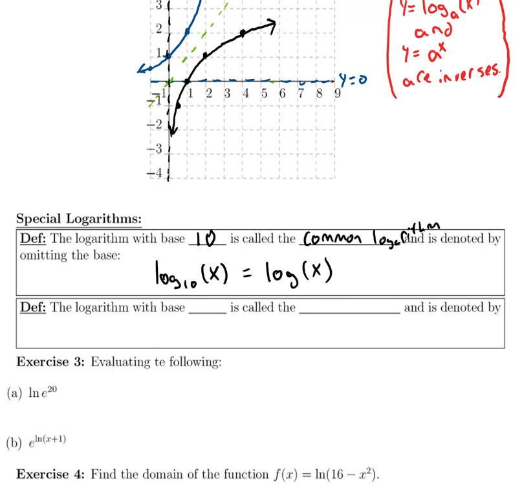So if you ever see log written without a base, it's base 10. The other special notation we have is for a logarithm with base e. Because you'll remember, e to the x was a special exponential function, the natural exponential function. So we're going to have a logarithm that's special to go along with base e as well. This is called the natural logarithm, and we denote it by, instead of writing log base e of x, writing ln of x.